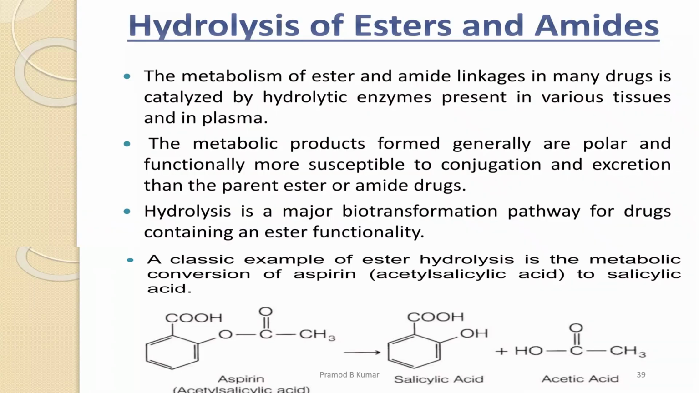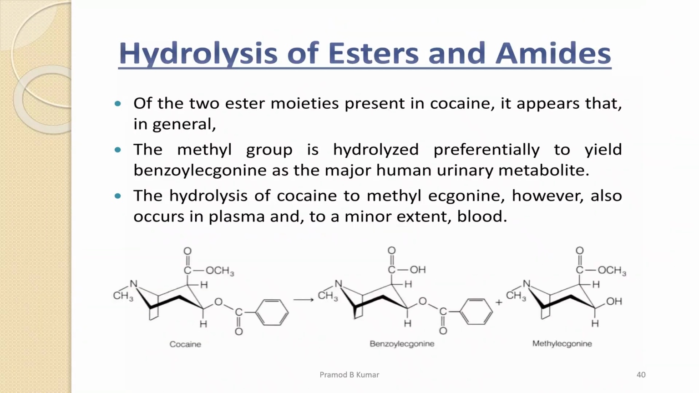What is a hydrolytic reaction? Hydrolytic reaction is basically involved with esters and amides. These enzymes convert esters and amides to alcohols or acids, which are more susceptible to conjugation and excretion than the parent esters and amides. Hydrolysis is a major biotransformation pathway for drugs containing an ester function. A classic example of ester hydrolysis is the metabolic conversion of aspirin, that is acetylsalicylic acid, to salicylic acid. So this is one of the classic examples which is studied. What's the next thing? Cocaine.